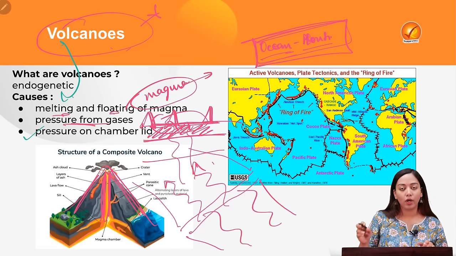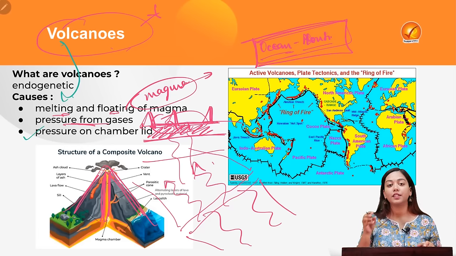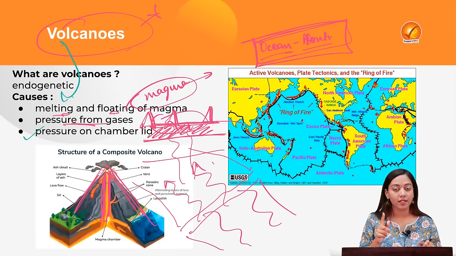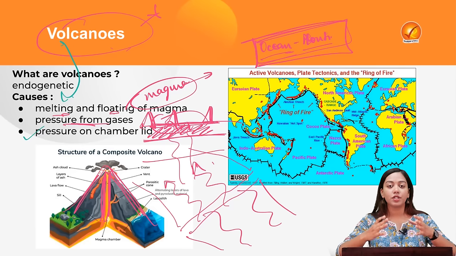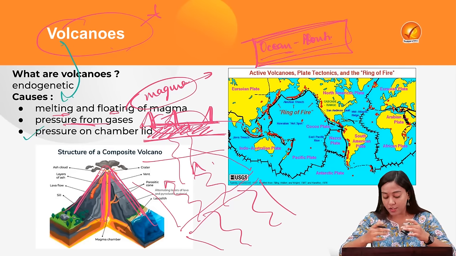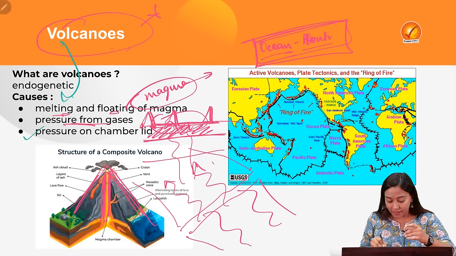This leads to creation of volcanoes on the earth. If you talk about the regions which are more prone to volcanic activity, we have got the Ring of Fire, that is the circumpacific region. Why? Because this is where the prominent collision or tectonic activity is taking place. Here is where the Pacific plate, the oceanic plate, is colliding with a land plate or a continental plate.